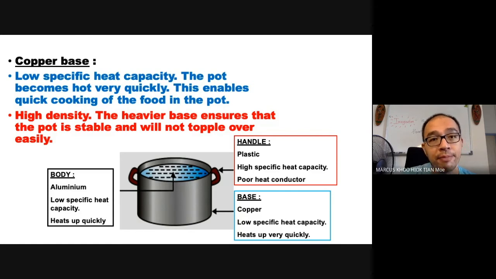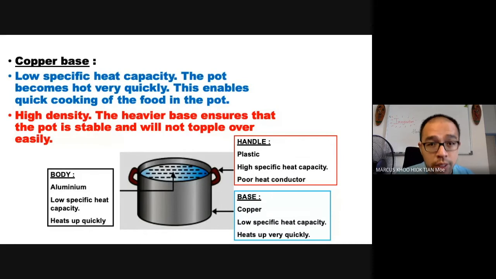Nobody makes a pot which is made of plastic. Number one, because plastic melts. And number two, because plastic has a very high specific heat capacity. High specific heat capacity means the plastic is going to take a very long time to get hot. Or worse, nobody makes a pot that is made of wood. Although wood is nice and very rustic and everything, because it has a very high specific heat capacity, it takes a very long time to become hot. People have finished eating and you're still frying onions. So we use things with low specific heat capacity for the body of the pot.